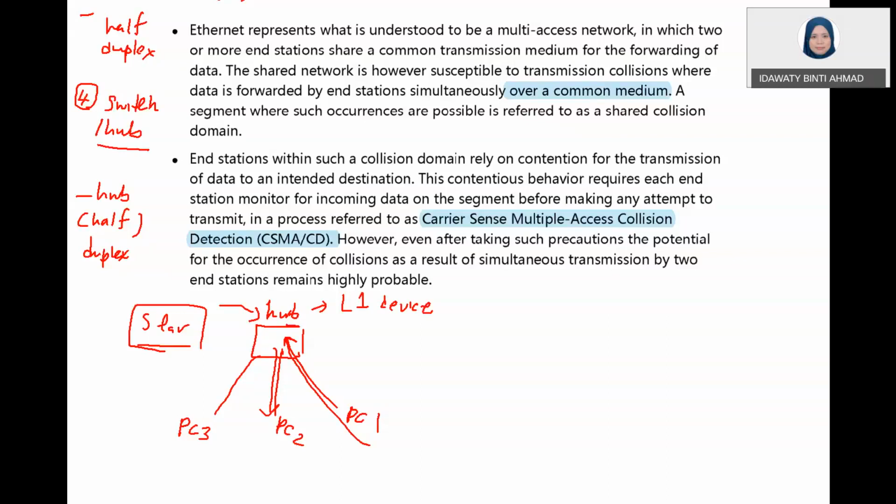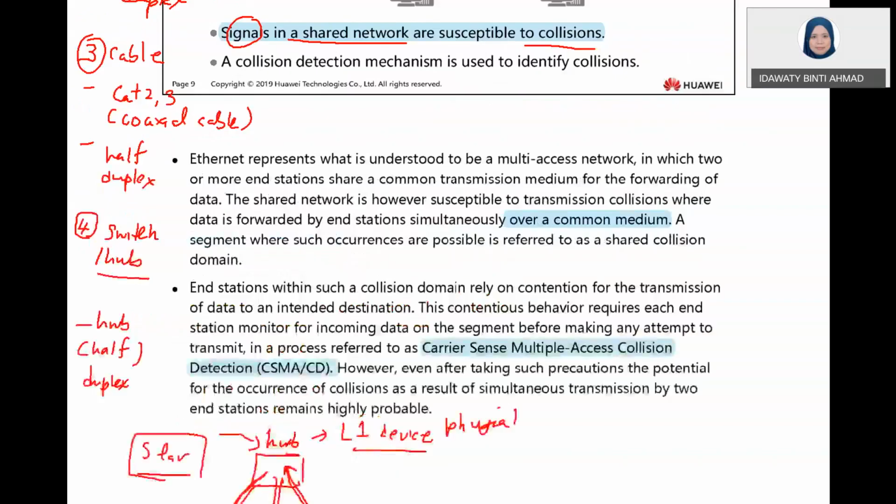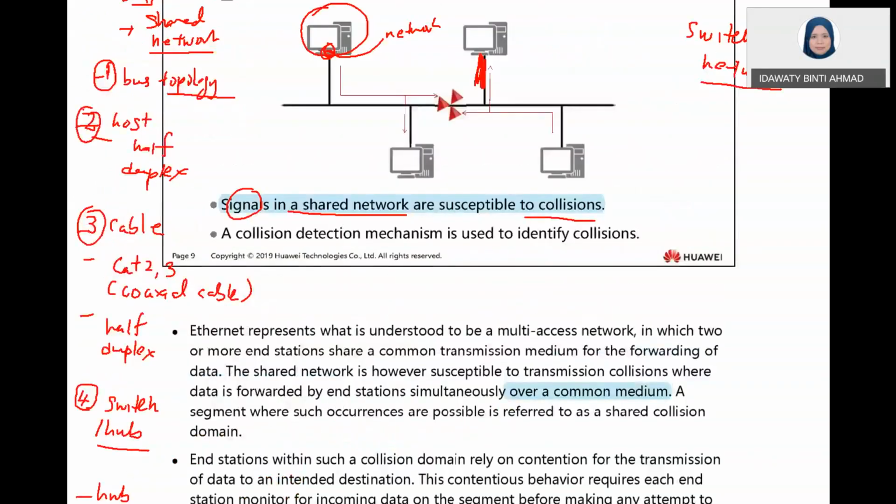Layer one means physical. The physical layer is shared. So if data comes from PC1, PC2 will also receive it, and PC3 will also receive the same bits. Any bit sent from PC2 will also be sent to PC1 and PC3. This is a hub, the characteristic of a hub. So if you have these four combinations, then you will face a collision.